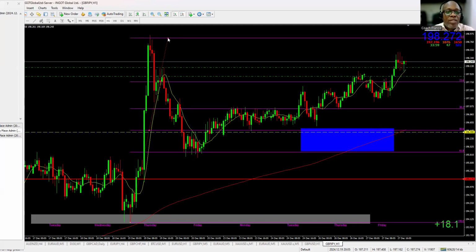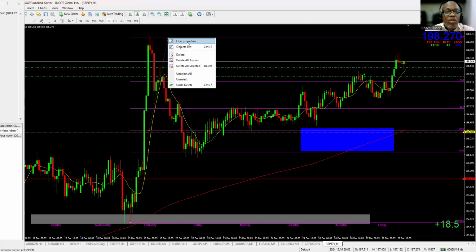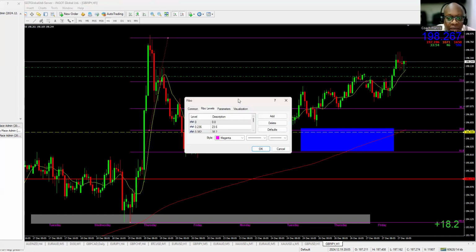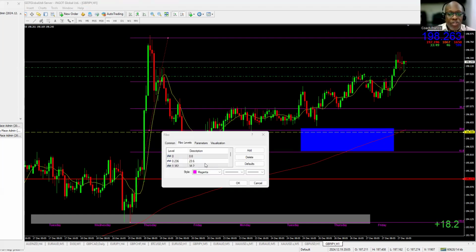You can see that white dot. Right click on it, go to Fib properties. This is how we are going to add the percentages to it. You can see the way it is laid out there. You go to Fibonacci levels, not this, not that, not that. Go to Fibonacci levels. These are the Fibonacci levels or percentages.